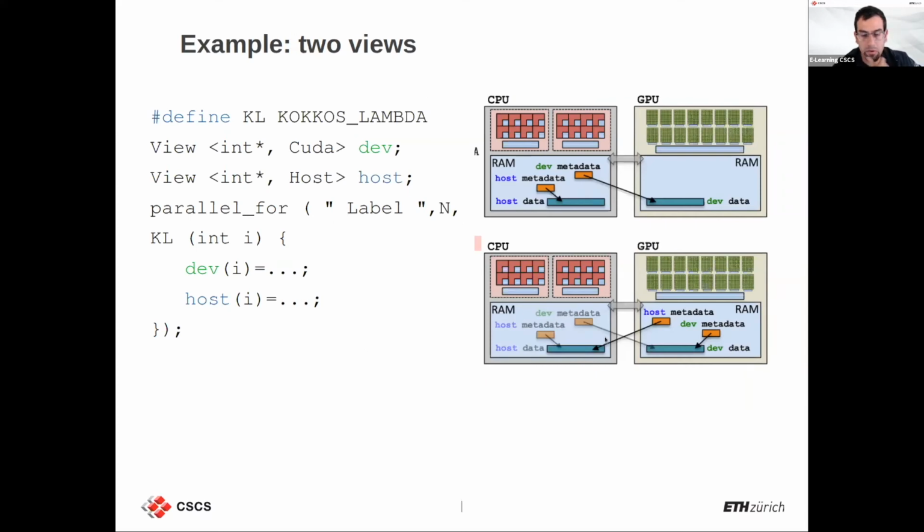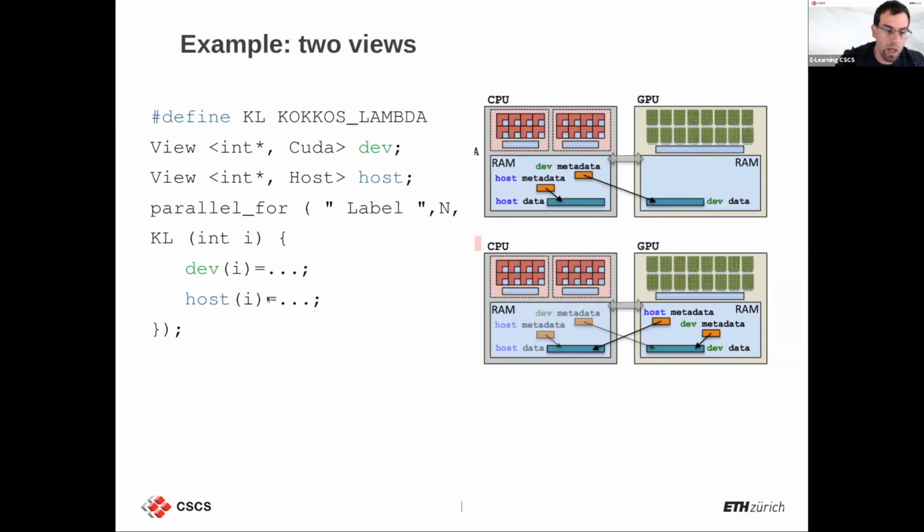The problem with this example is that, as you probably see, the metadata of the host is on the GPU, which is trying to address the memory on the CPU, which is forbidden. So this example will crash. If we comment out the host, only the device will run, but the host part will crash.